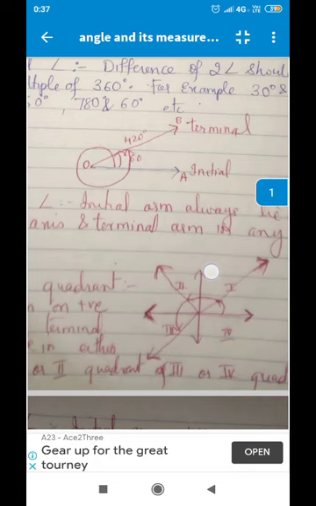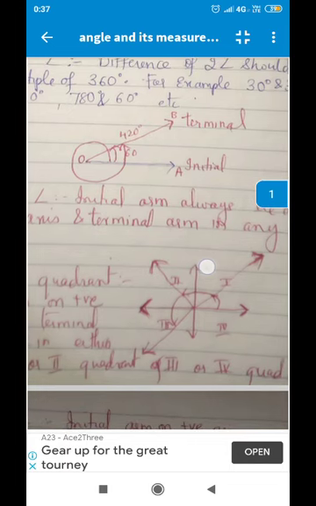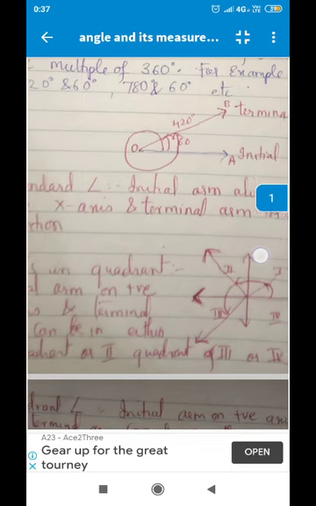Now coterminal angle is explained with the help of one diagram. Here you can see ray OA is the initial ray. Now OB is there, which is 60 degrees. It completes one rotation and comes back to its original position again on OB, and therefore the angle formed is 60 plus 360, that is 420 degrees, and therefore 60 degrees and 420 degrees are called coterminal angles.